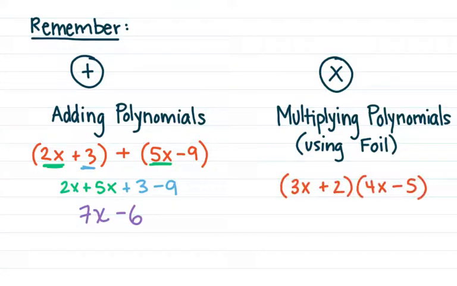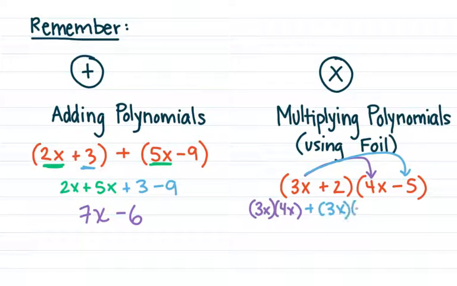Here we will do an example just to remind ourselves of multiplying polynomials. Multiplying is a little bit more tricky. You have to do each term by each term. Sometimes we call it FOIL, so we would multiply the first terms, 3x by 4x. Then we would multiply the outside terms, that's the O in FOIL. The outside terms, that would be 3x times minus 5. Then we would multiply the inside terms, 2 times 4x. And then we would multiply the last terms, that would be 2 times minus 5.